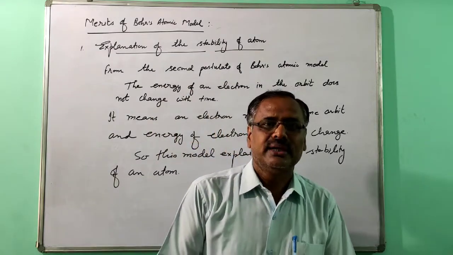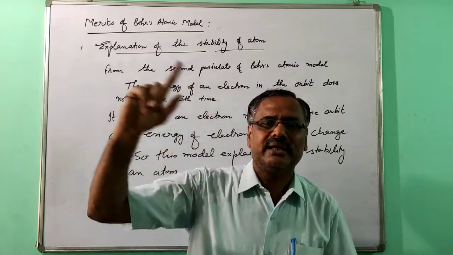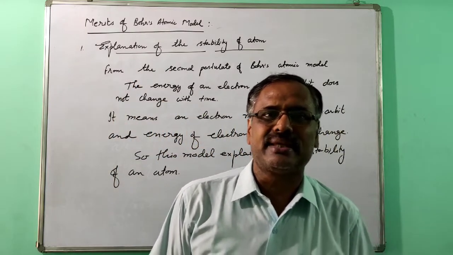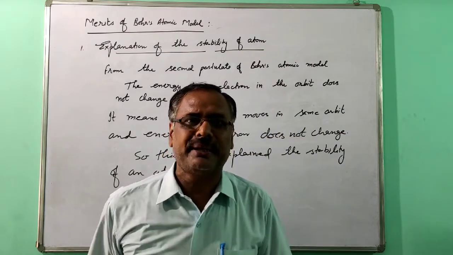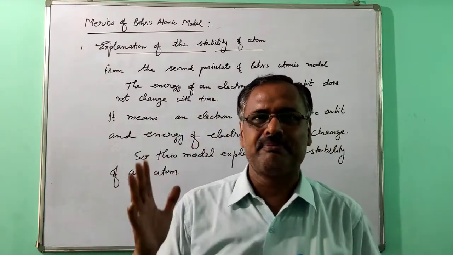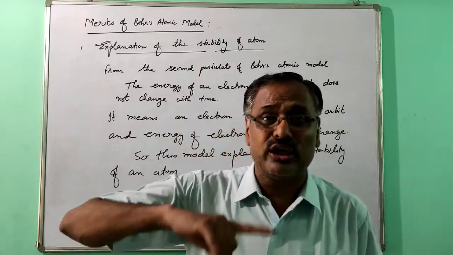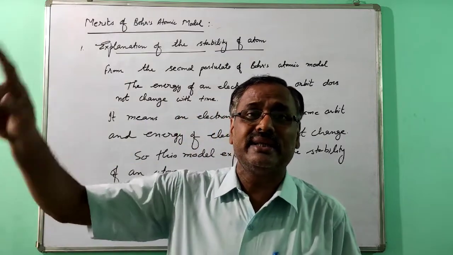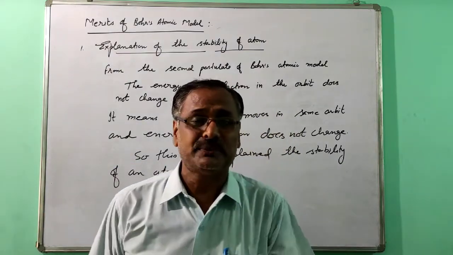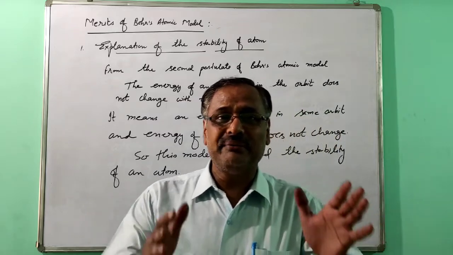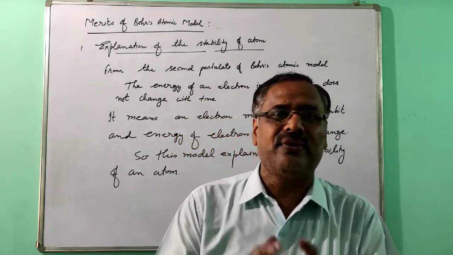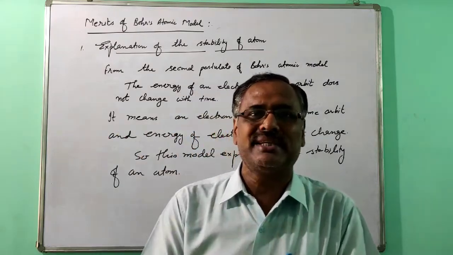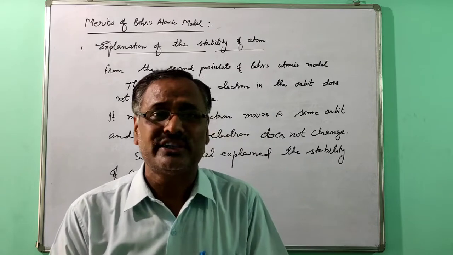The second explanation is the hydrogen spectrum. In the hydrogen spectrum, you have seen that a line spectrum is there, and these different lines correspond to different frequencies. But the Rutherford model could not give the line spectrum. Since the energy loss is continuous, the spectrum would have to be continuous. But we have already studied that the spectrum of hydrogen is a line spectrum. This line spectrum is explained by Bohr's atomic model.